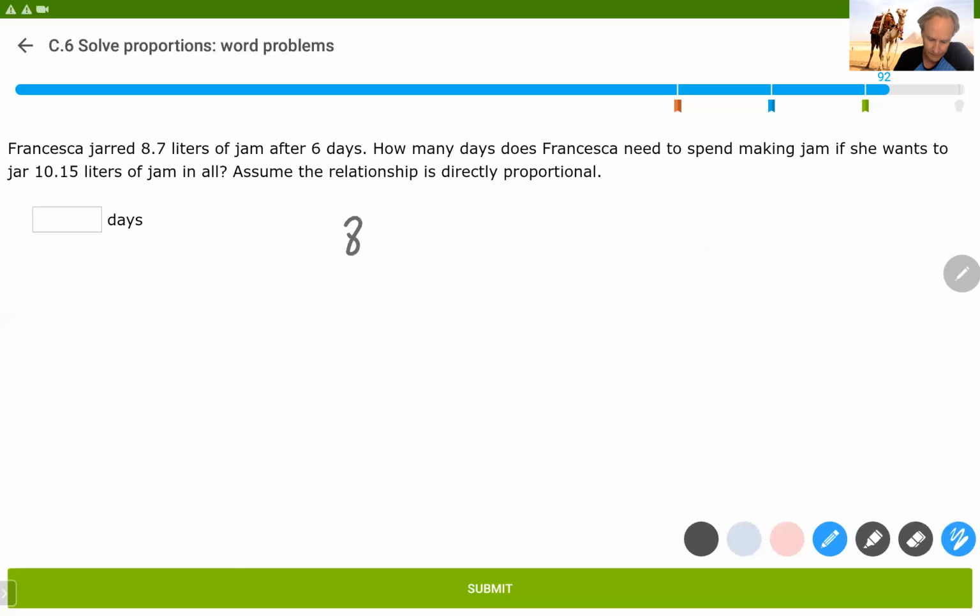8.7 liters in 6 days. We can divide that. Can we simplify that? Maybe. No, it doesn't reduce evenly. So we want 10.15 liters in X days.